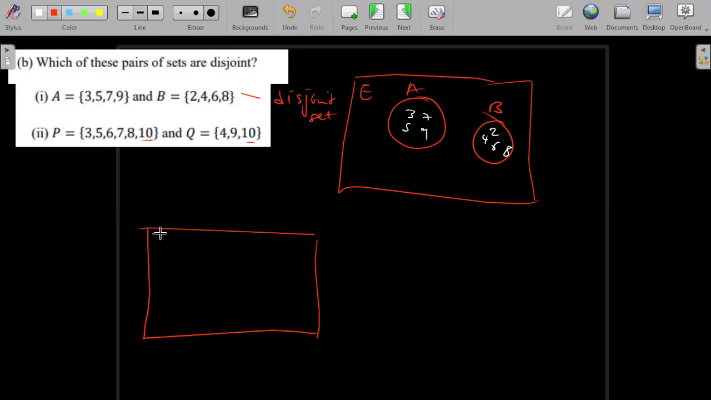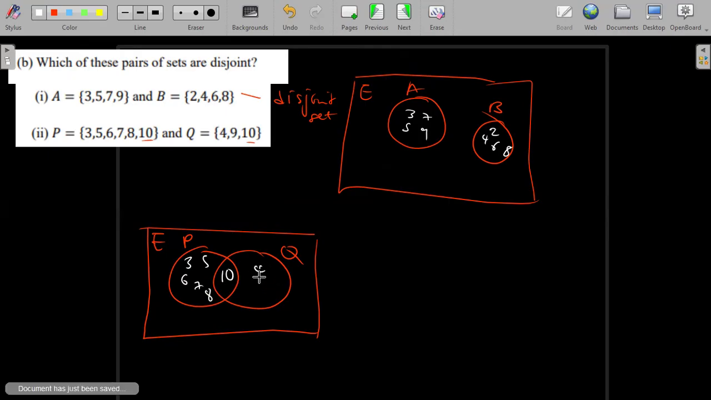So here I can write them here and there. I have P here and I have Q there. And the common element I have is 10. So 10 will sit there, in the intersection. Then the remaining elements, 3, 5, 6, 7, and 8, will sit there. Then here I have 4 and 9. They'll sit there. So this is how this set is going to look.